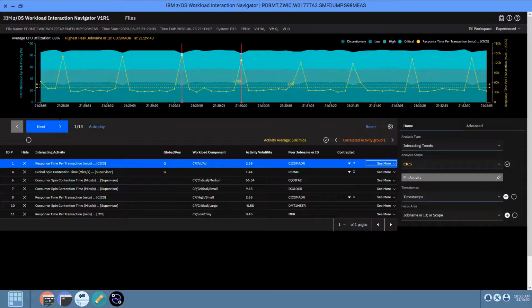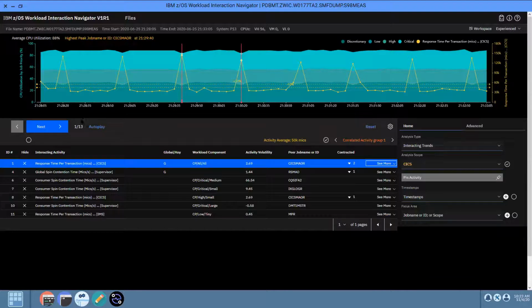And for all of the activities that were identified as anomalous, the Navigator will temporally correlate those activities into groups, and then it will prioritize the groups and the activities within those groups to show an analyst an organized progression of interacting anomalous activities that are deviating from normal at the same time.